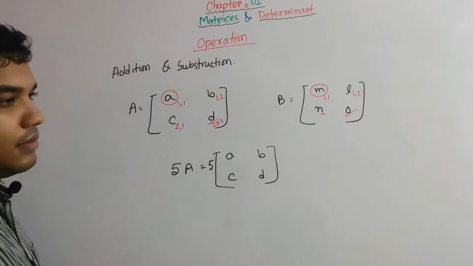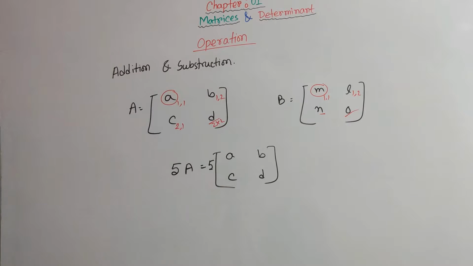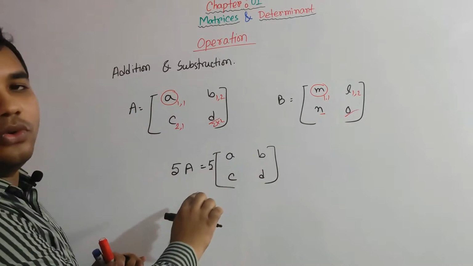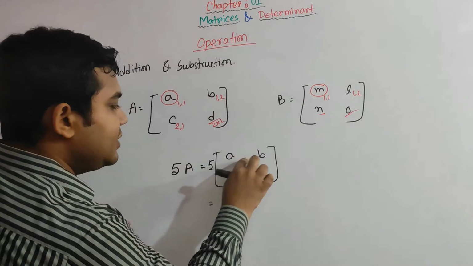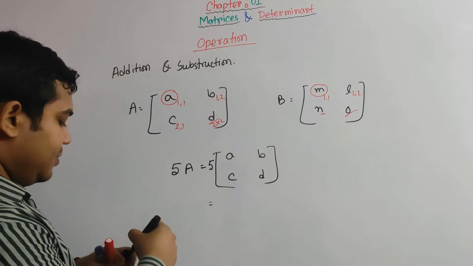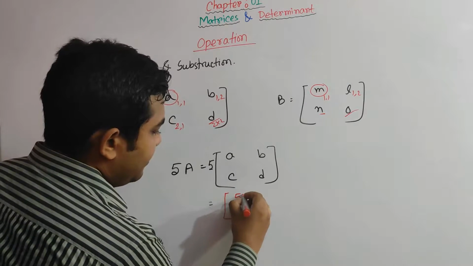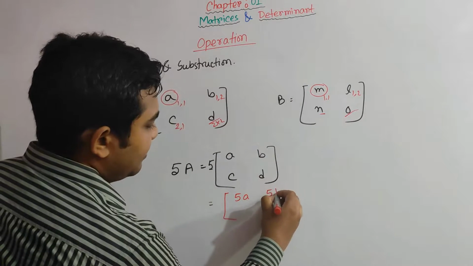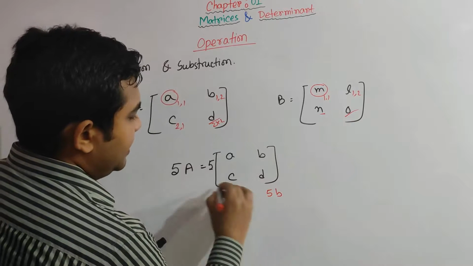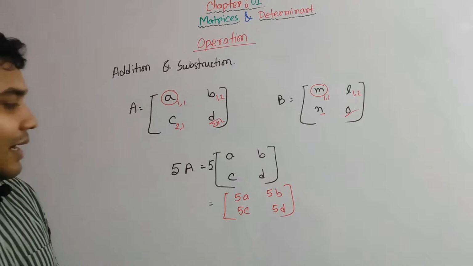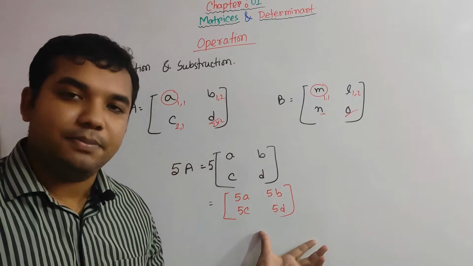Here we are just going to multiply every entry by 5. So every entry should be multiplied with 5. So it can be 5A, 5B, 5C, 5D. This is the basic multiplication of the matrix part.